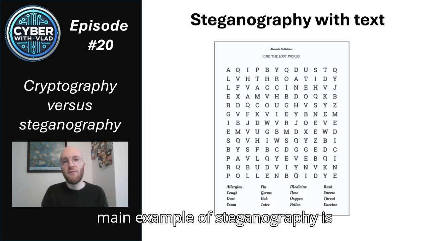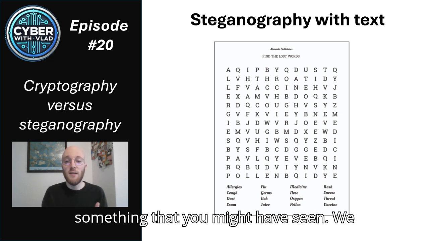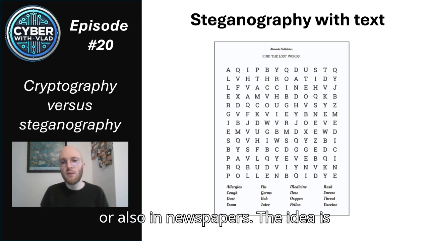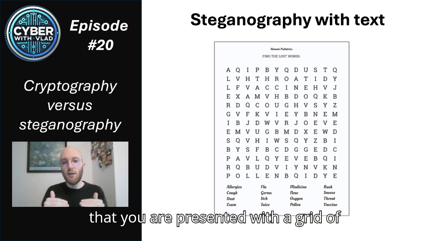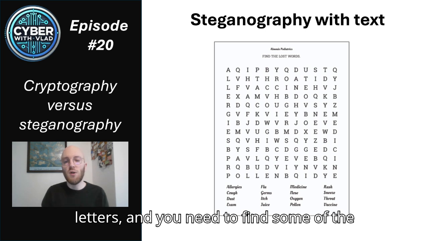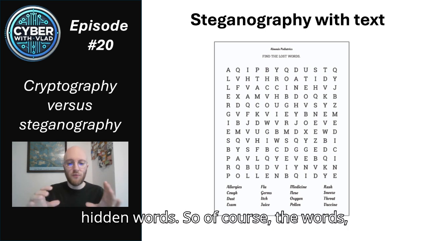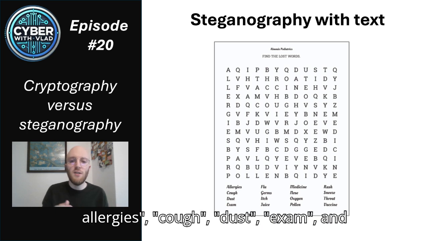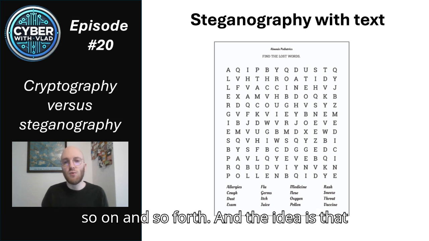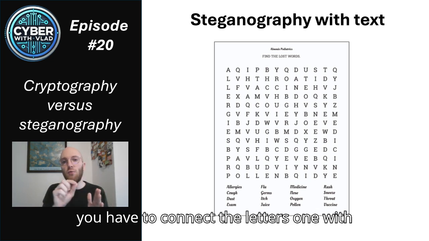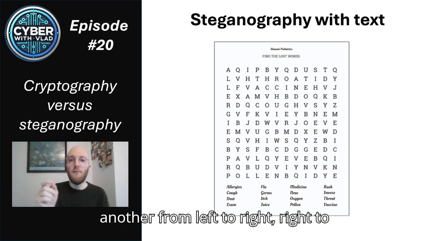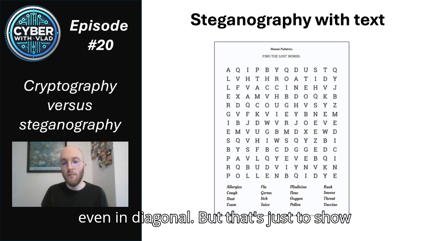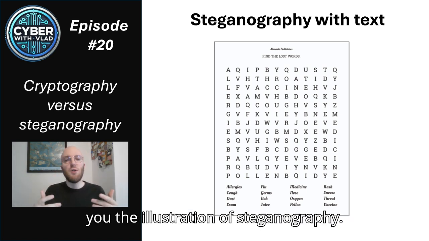The main example of steganography is something that you might have seen. We find those exercises in children's books or also in newspapers. You are presented with a grid of letters and you need to find some hidden words. As it's a game, the words are provided at the bottom. Here we are looking at allergies, cough, dust, exam, and so on. You have to connect the letters one with another, from left to right, right to left, vertically, horizontally, sometimes even diagonally. But that's just to show you an illustration of steganography.